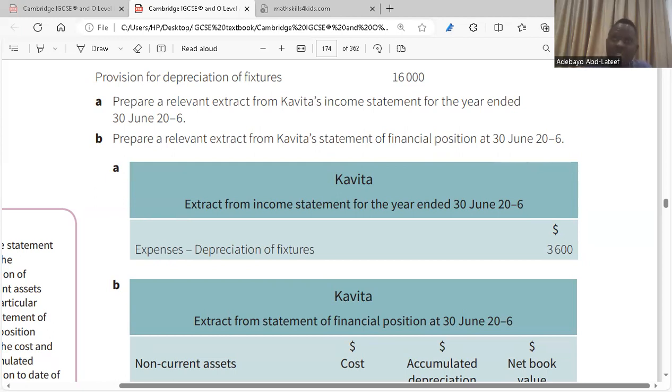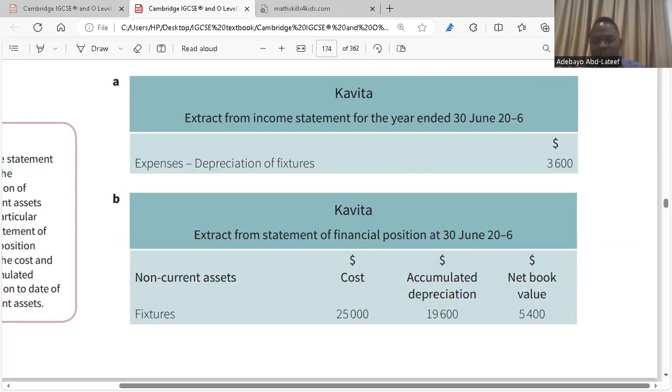So we add them both, and they become accumulated. Accumulated means added-up depreciation. So added-up depreciation minus the historic cost gives us our net book value. Yes, I get this. So your statement of financial position will record our net book value, which is 5,400. Is it clear now or not?